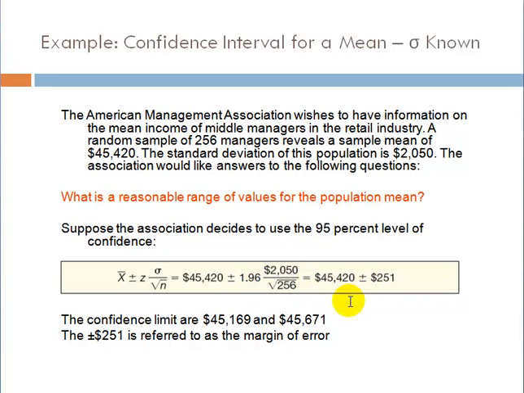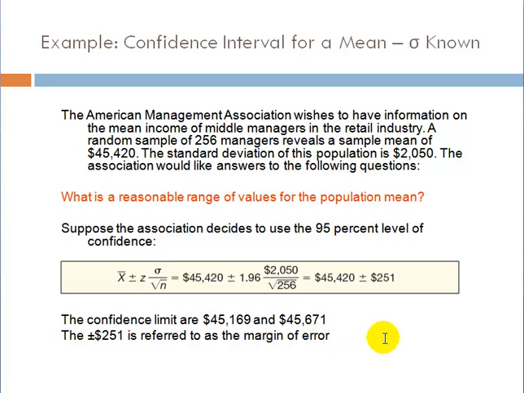So the result of that is 45,420 plus or minus 251. So the population mean is going to fall into this range at the 95% level of confidence. Here we call these two numbers, 45,169 and 45,671, from this formula, the confidence limits. And this plus and minus 251 is referred to as the margin of error.